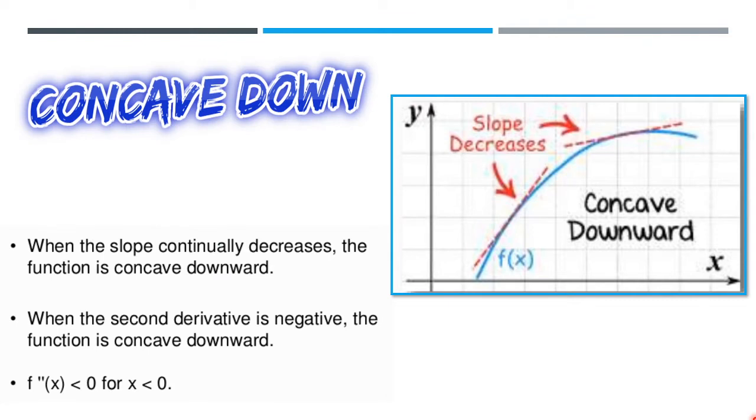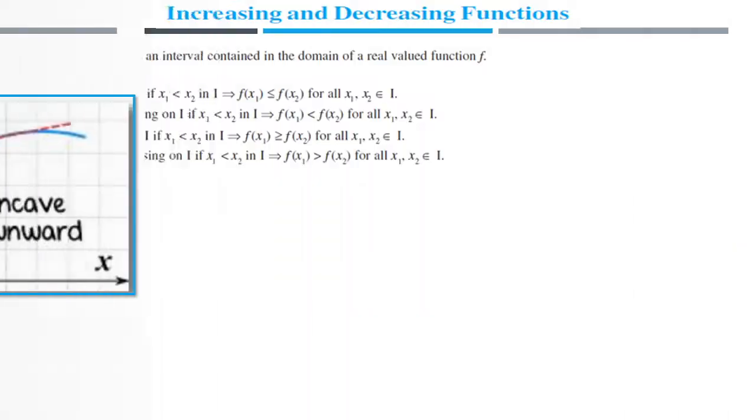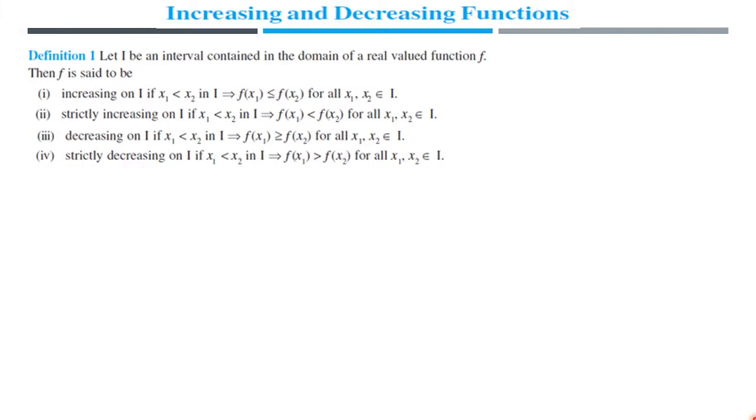Concave down: when the slope continuously decreases, the function is concave downward, and when the second derivative is negative, the function is concave downward. Now let's talk about increasing decreasing functions first of all. Let I be an interval contained in the domain of a real valued function f, then f is said to be increasing on that interval if x1 is less than x2 in that specific interval, which implies f(x1) is less than or equal to f(x2). And the graph of this function will be somewhat like this.